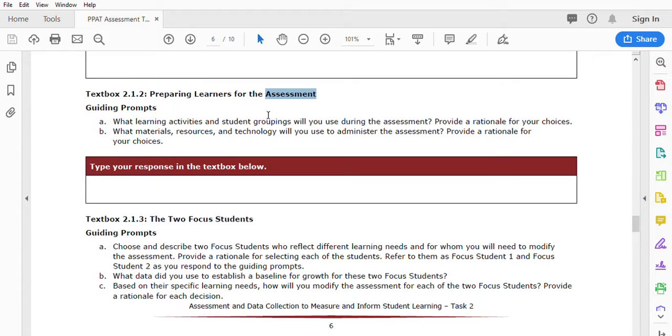Are the students going to be doing the assessment individually? Are they going to be in small groups? Are they going to have a chance to talk about it before they do the assessment? What will this look like? And then just provide a rationale for your choices.